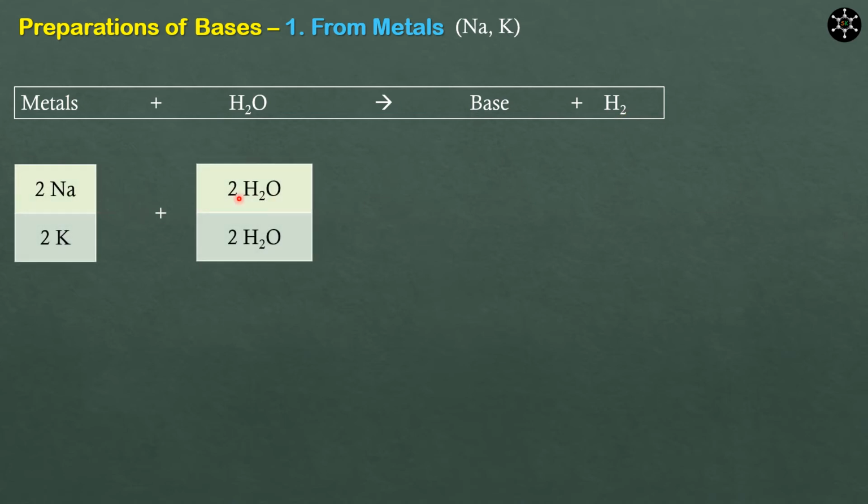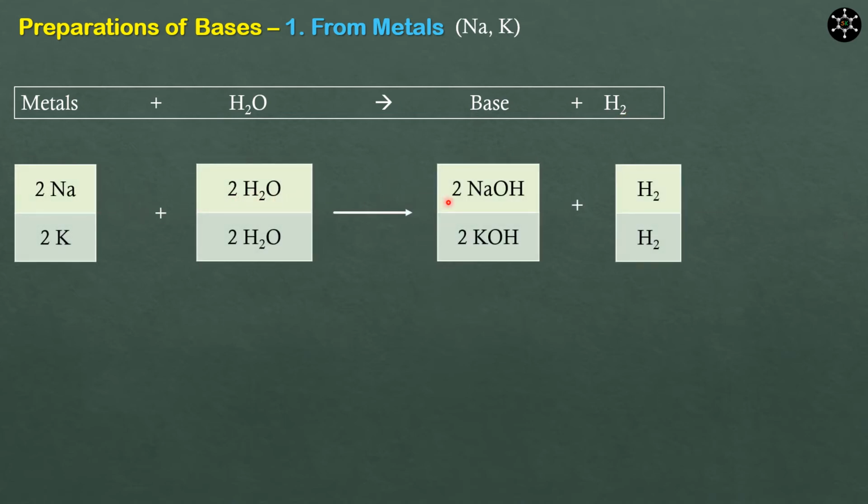When sodium is put into water, it gives us sodium hydroxide and releases hydrogen gas. When potassium is put into water, it gives us potassium hydroxide base and releases hydrogen gas. Sodium hydroxide and potassium hydroxide are water-soluble bases and hence can be called alkalis.